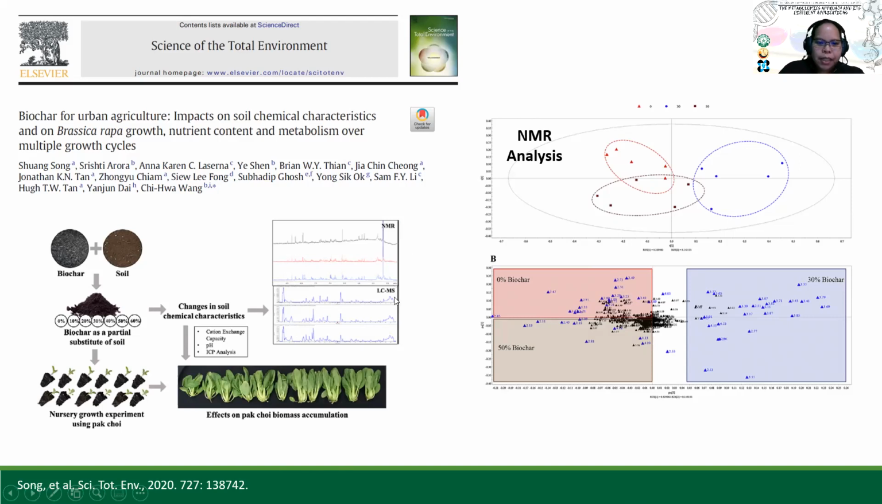So we made use of NMR and LCMS for the untargeted metabolomic profiling or untargeted metabolomic analysis of the bok choy samples. So these were extracted using organic solvents and subsequently analyzed. So these are sample spectra in terms of NMR. So this is proton NMR spectra as well as in LCMS.